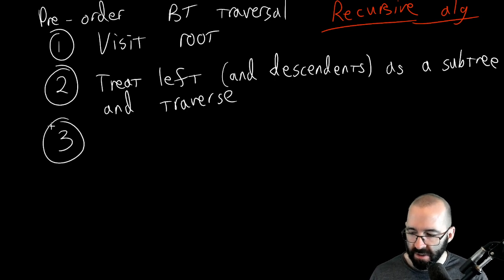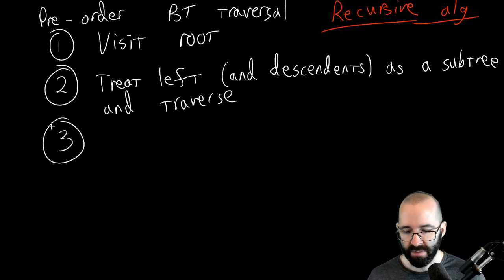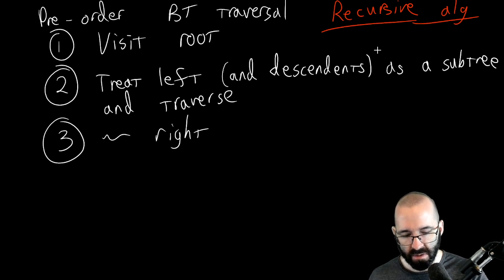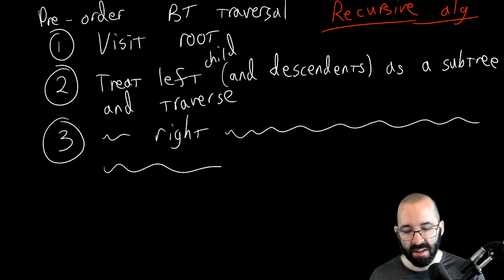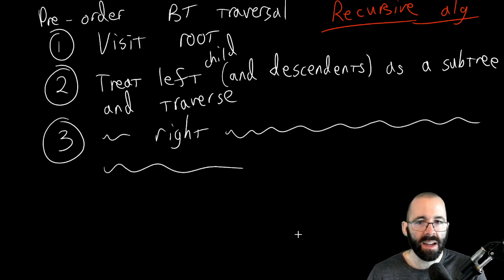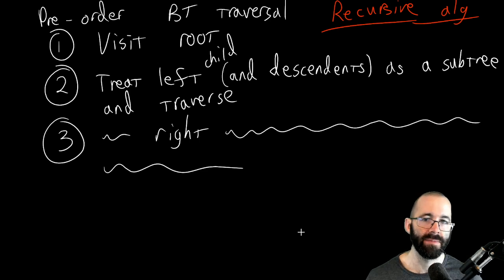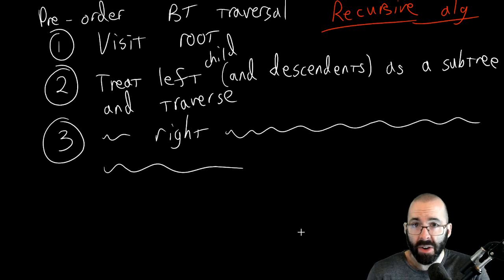Step 3 of this algorithm is basically the same thing, where we treat the right child. Oops, I didn't write the word child. We treat the right child and all their descendants as a subtree, and then we traverse. So the same thing as step 2, just with the right child. And remember, there are only 2 children at most in a binary tree. That's the algorithm.